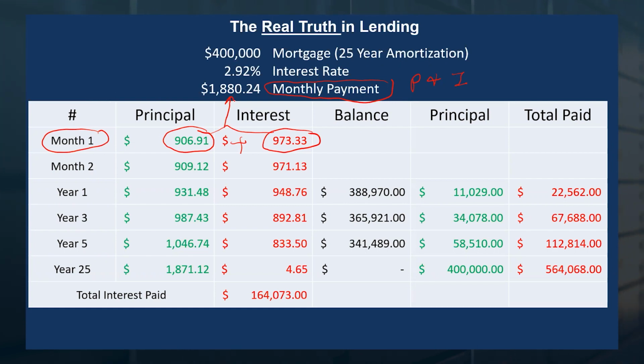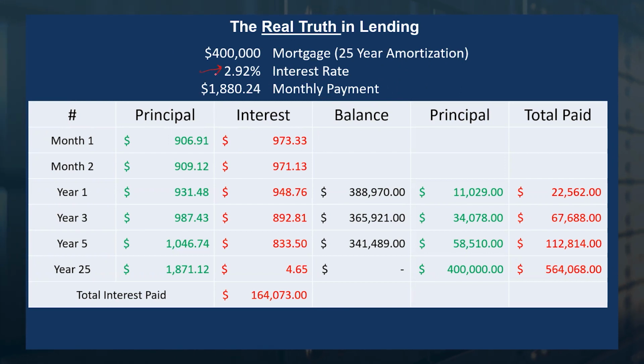Peter, would you agree the math makes sense so far? It does, yes. Now, the interest rate on the mortgage is how much? 2.92. Now, the ratio between principal and interest is what? Is it 2.92%? It doesn't look like that. Interest is more than the principal. It's more than 50%.